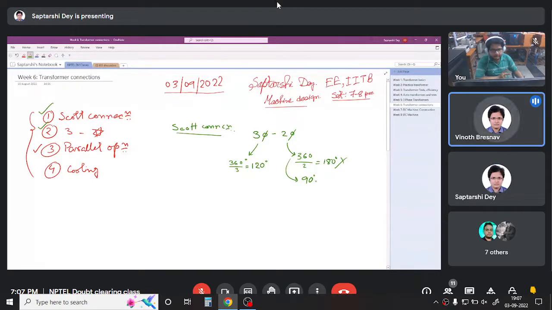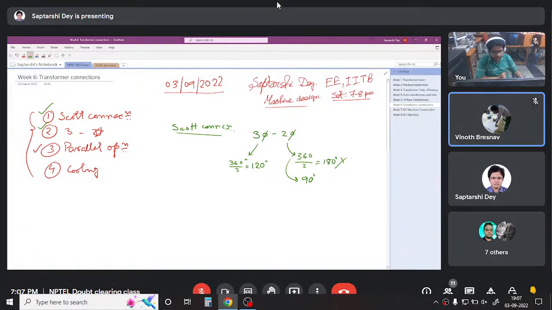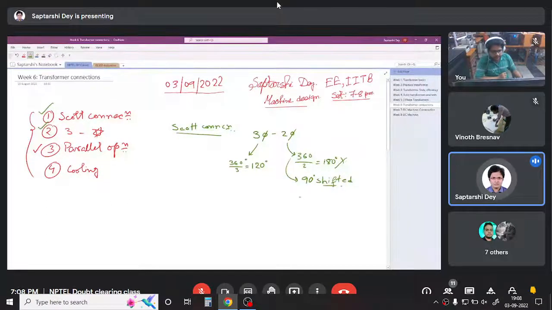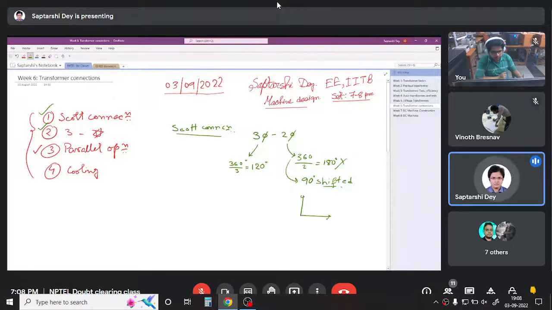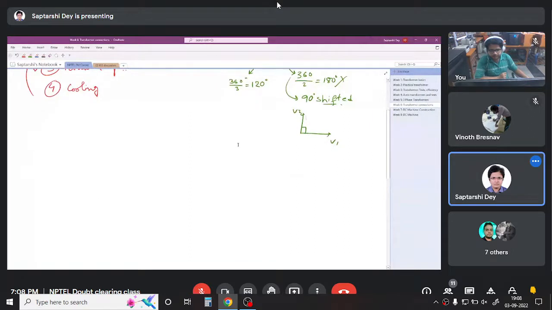Double field revolving theory, sir. We apply it for this. Double field revolving theory we are using for this 2-phase. Yeah. So they're 90-degree shifted. So balanced 2-phase supply means 2 voltages which are equal in magnitude and 90-degree phase shifted. That is a 2-phase system.